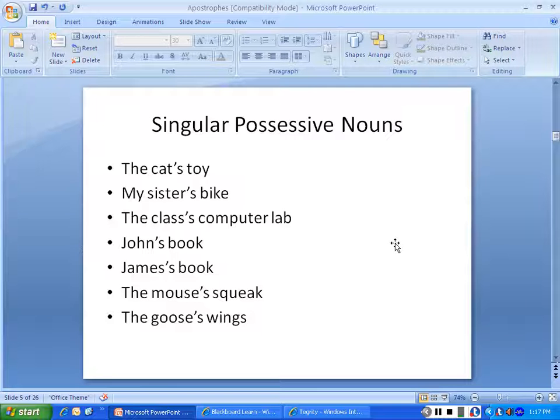James is also one person, even though his name ends in S. Just having an S at the end of your name does not make you two people. So this name still follows the rule of singular possessive nouns, and we add apostrophe S to the end of the name James to show that this book belongs to one person named James. The same is true even if it sounds funny when you say it out loud. The mouse's squeak, the goose's wings.